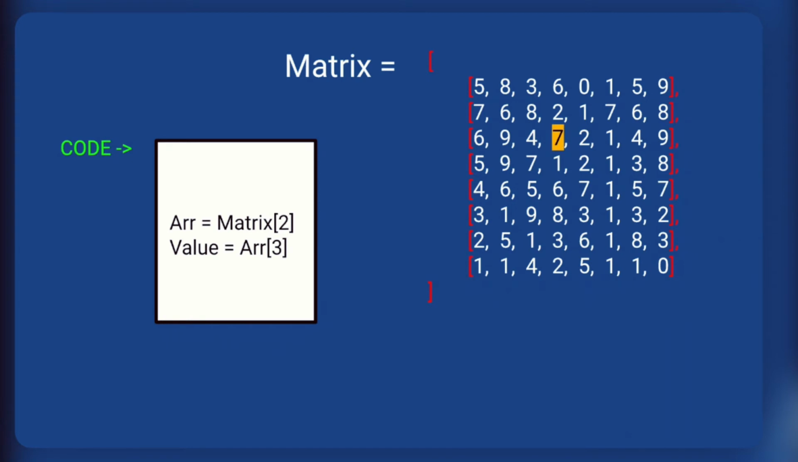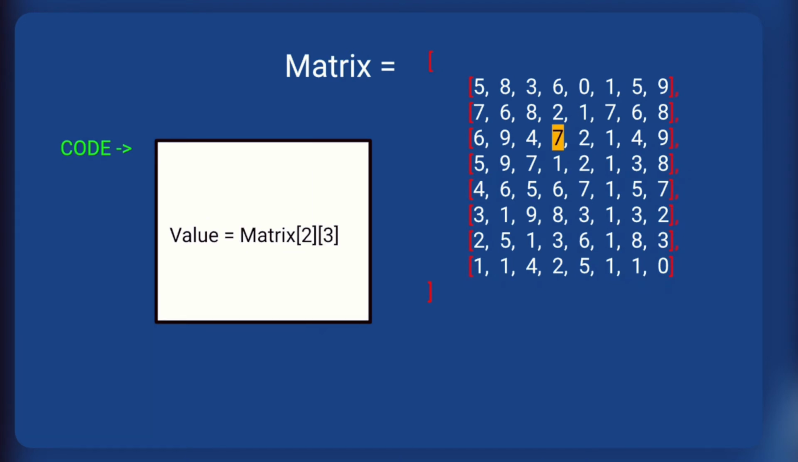There is a slightly easier way to do it though. Instead of putting the 3rd row in a variable and then trying to access the 4th value, we can directly do that by writing this line of code. Value is equal to matrix at 2, which is the 3rd row, at 3, which is the 4th element. And also, this is how we usually access an element in a matrix. Similarly, we could do it to set it too. Matrix at 2 at 3 is equal to 123.